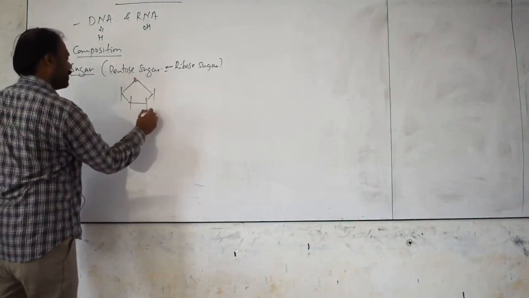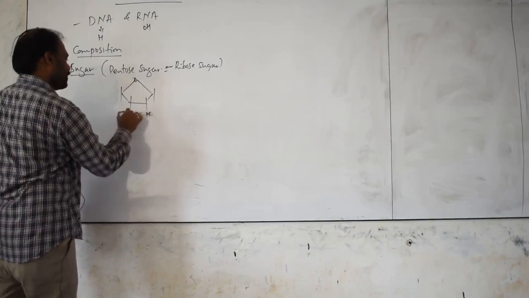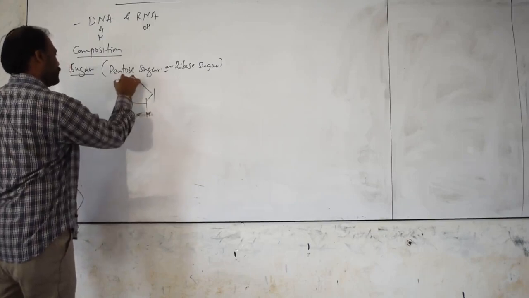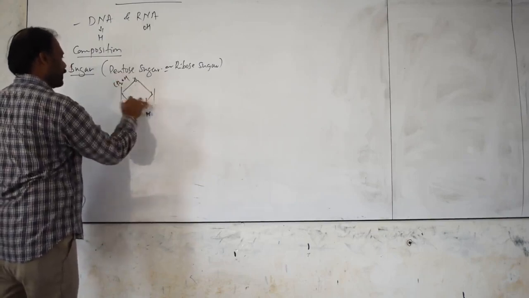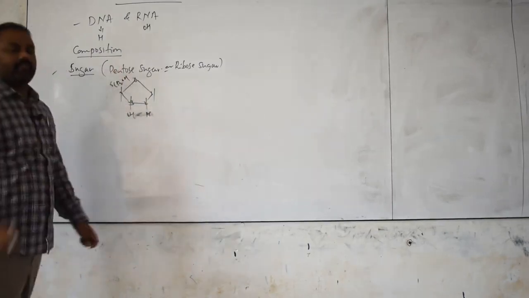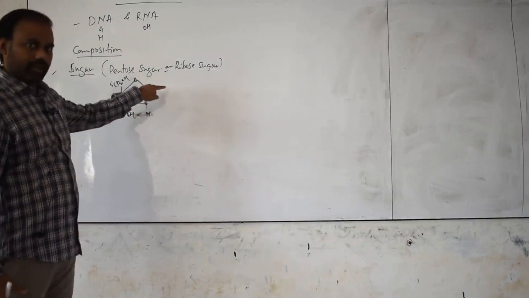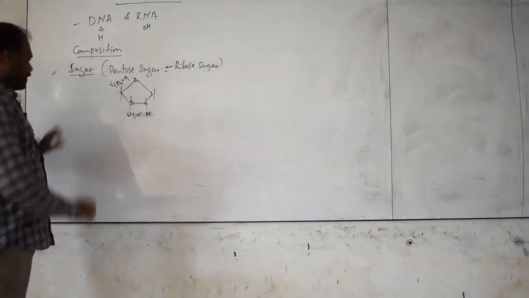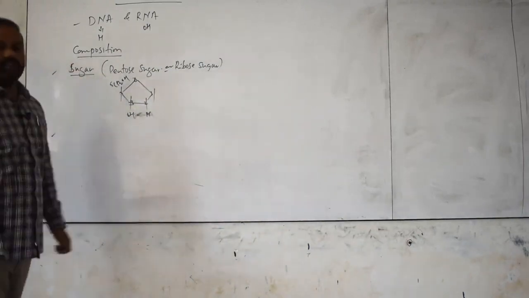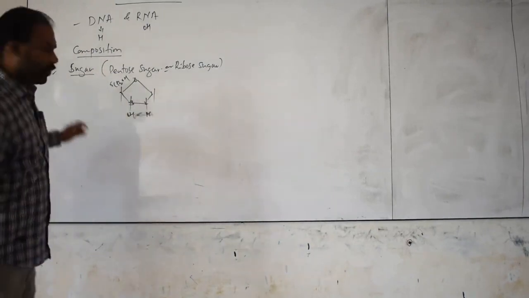Here H, here we have OH, CH2OH, 1, 2, 3, 4 and 5. There are 5 carbon atoms, hence it is called pentose sugar. Clear? So this is the first chemical composition or ingredient present in the nucleic acid.